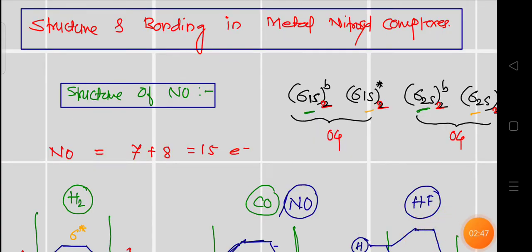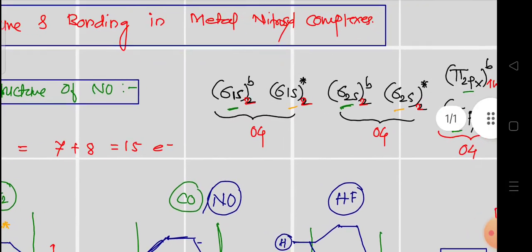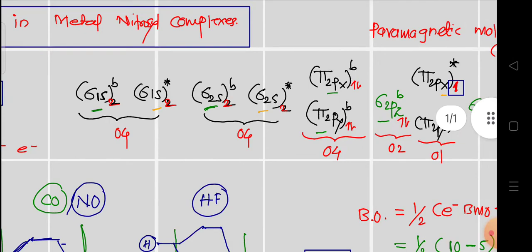Here is the structure and bonding. Now the second part is the structure and bonding particularly for metal nitrosyl complexes. So before that, you should know about the NO now. NO is again a heterodiatomic molecule, again having 15 electrons in the neutral state, and so we have this MO diagram particularly for that NO molecule.